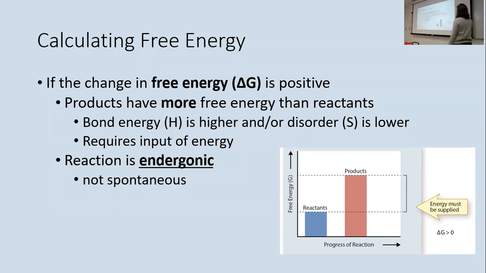And so this reaction is not going to be spontaneous. It's going to take energy to get these reactants to make these specific products. And the term for that is endergonic. So if delta G is positive, if our products have a higher free energy than our reactants, then it is not spontaneous. It is an endergonic reaction. Energy has to be supplied to those reactants to get them to become those products.